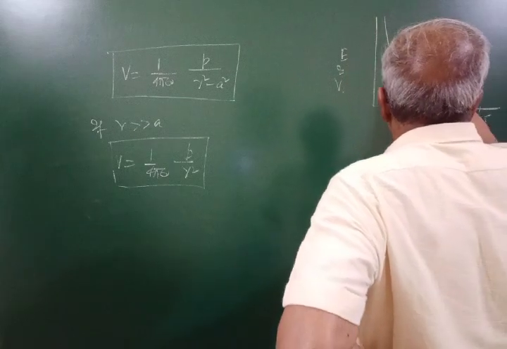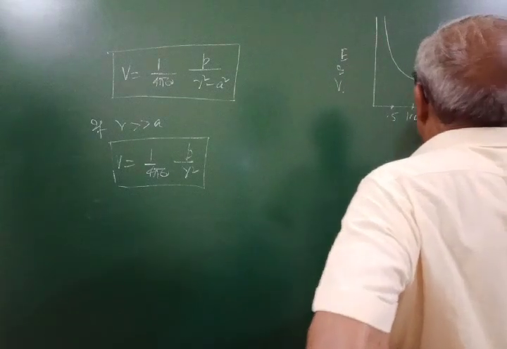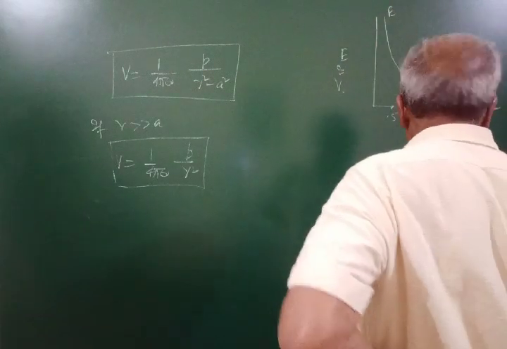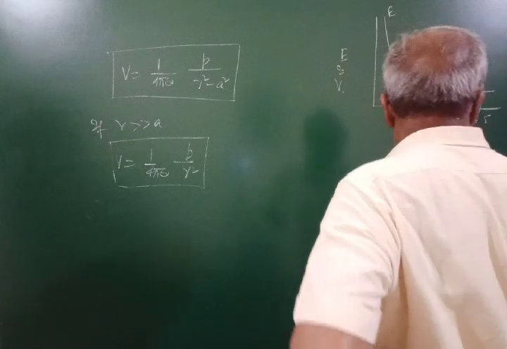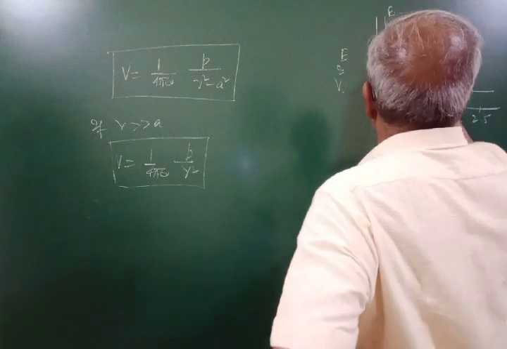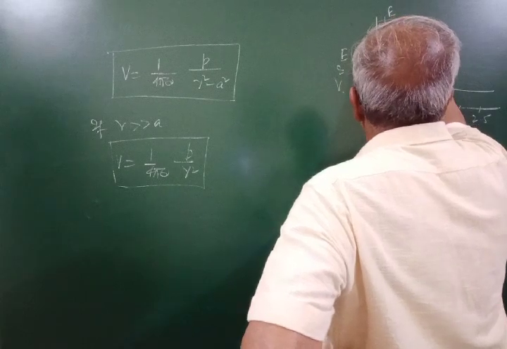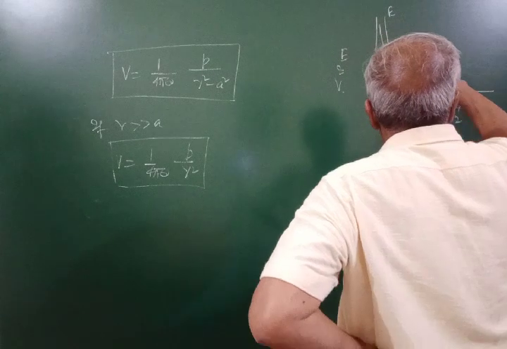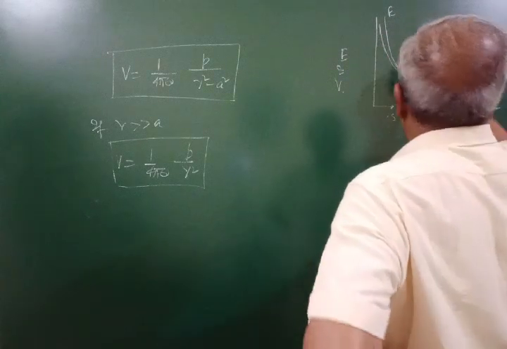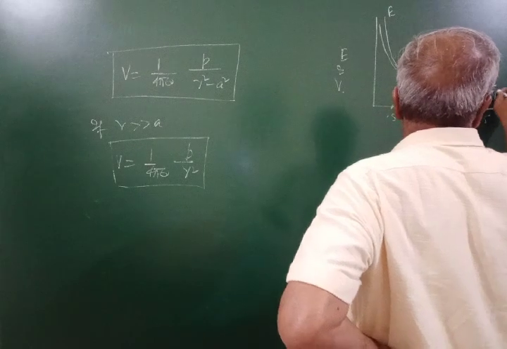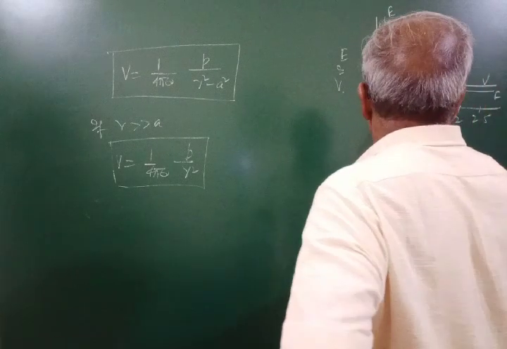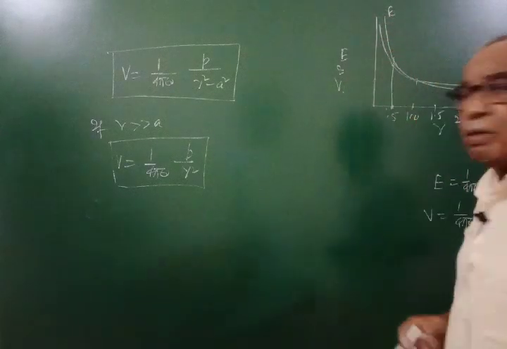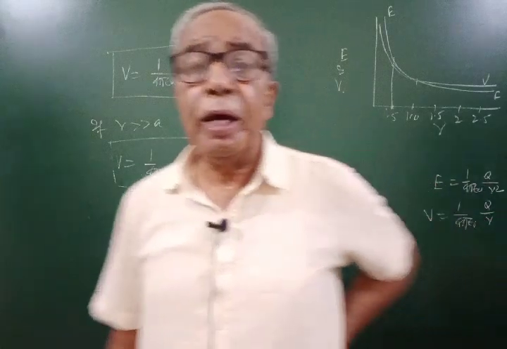Suppose it comes like this for V, and for E like this. Here they are equal. At distance less than 1, E is greater than V. So this graph will be coming like this. And then this is for V, and this is for E. At distances greater than 1, V is greater than E. A symbolic diagram; you may be asked to draw this.